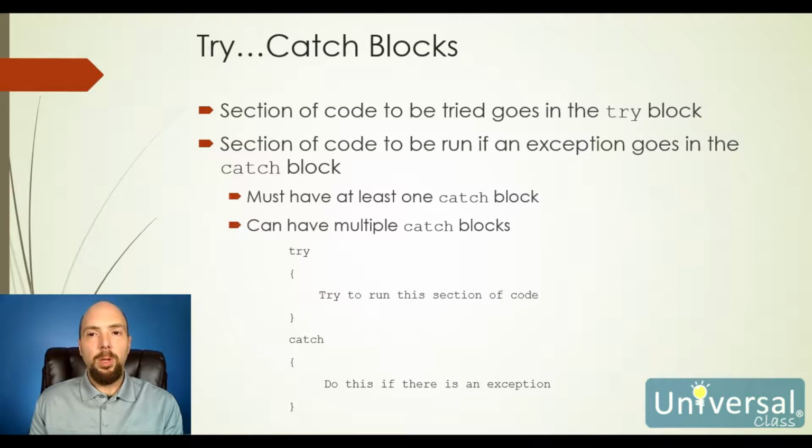A try-catch block is simply a section of code where we put all of the code that is supposed to run into a section called try. Then we have another section called catch, which is what the program should do if we get an error. The stuff that happens if we get an error goes in the catch segment. You can only have one try section for each try-catch block, but you can have multiple catch blocks.